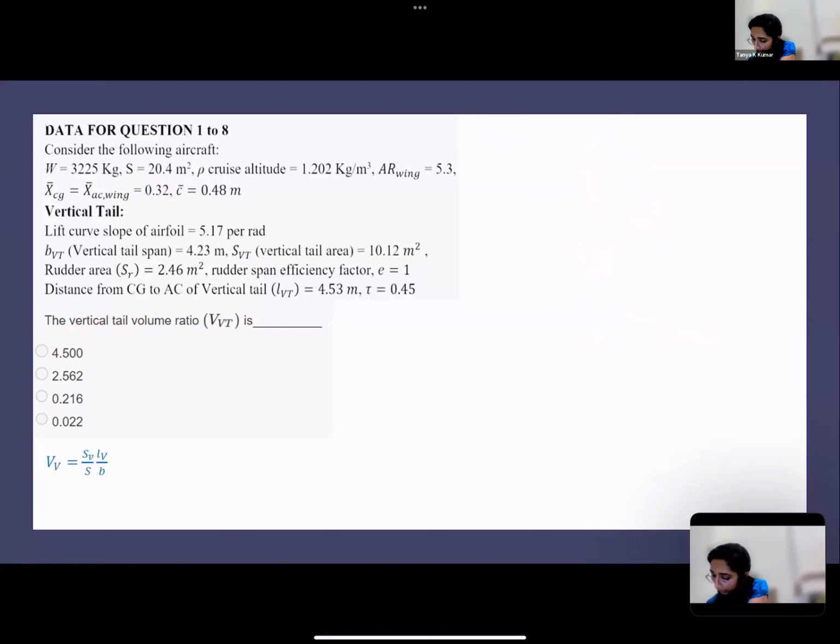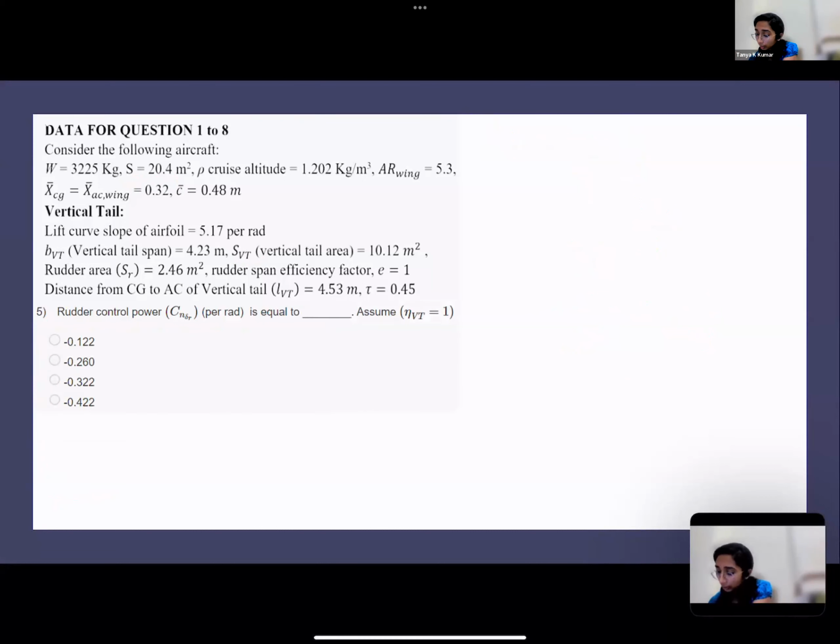Okay. Next question. So this was the equation that we used. It's similar to the horizontal tail volume ratio, except the normalizing parameter here is b. There it was mean aerodynamic chord. Just remember that. Rest everything is the same. The rudder control power Cn delta R. In case of longitudinal, it was Cm delta E. Here in directional, you have Cn delta R.